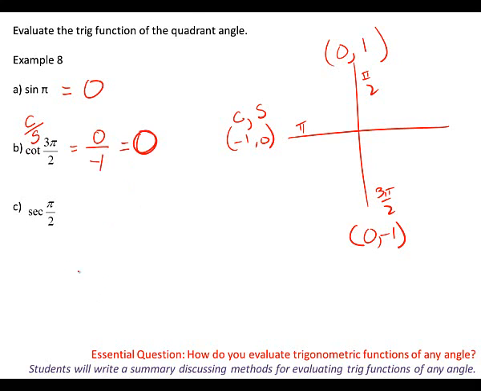All right. Secant is the reciprocal of what? So it's 1 over cosine. All right, so what's the cosine at pi over 2? 0. So what do we write down for this one? Undefined.